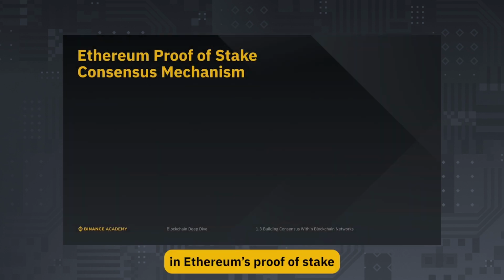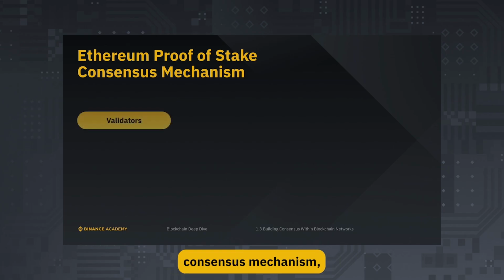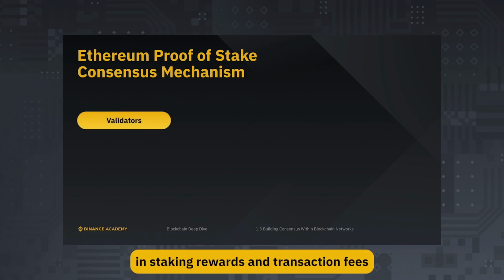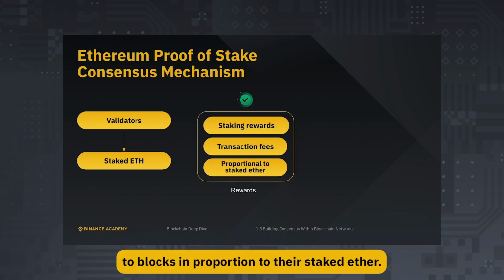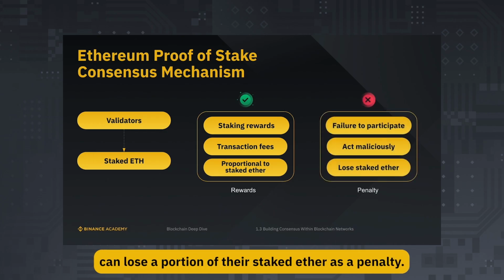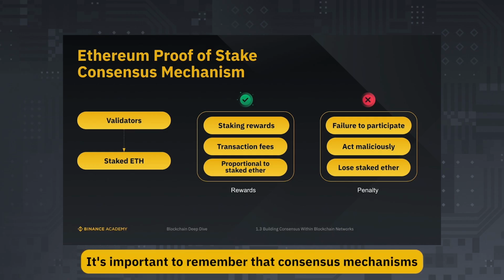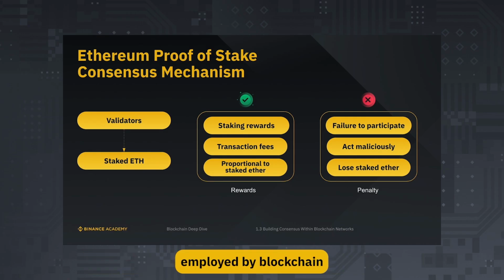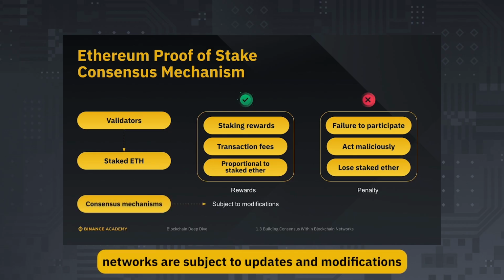In Ethereum's proof-of-stake consensus mechanism, validators are rewarded in staking rewards and transaction fees by proposing and attesting to blocks in proportion to their staked Ether. Validators who fail to participate or act maliciously can lose a portion of their staked Ether as a penalty. It's important to remember that consensus mechanisms employed by blockchain networks are subject to updates and modifications over time.